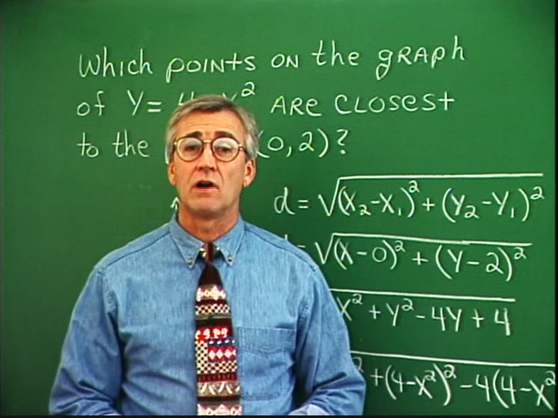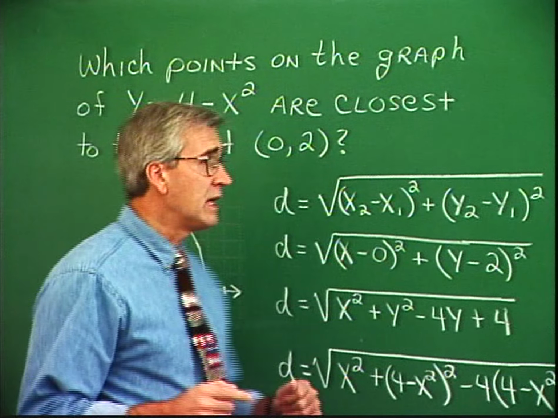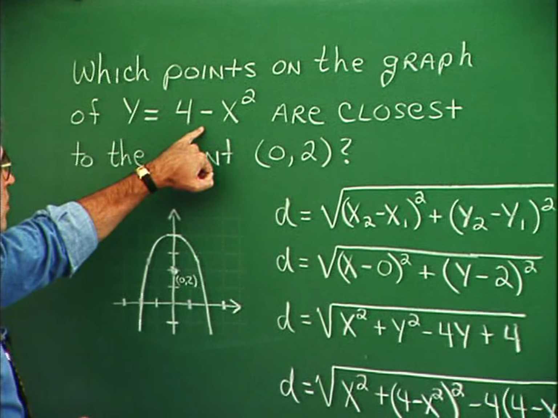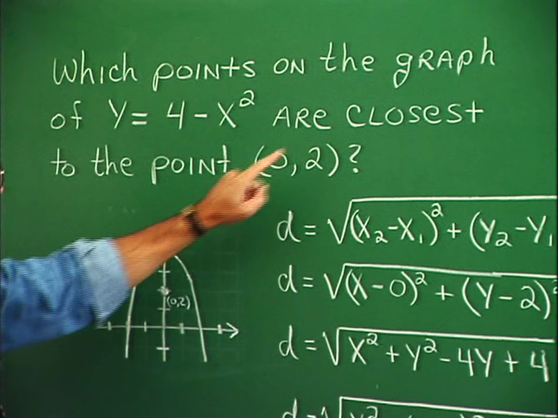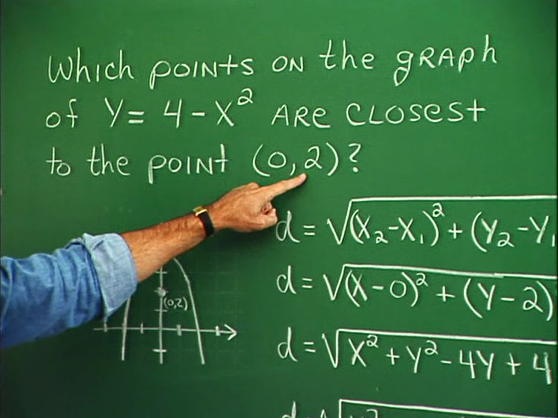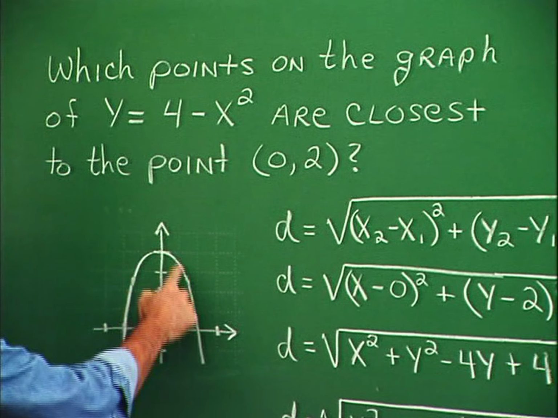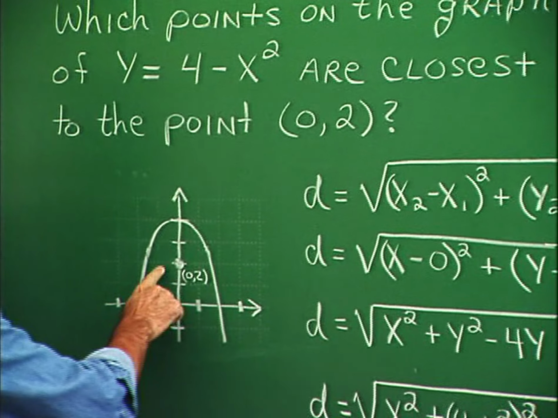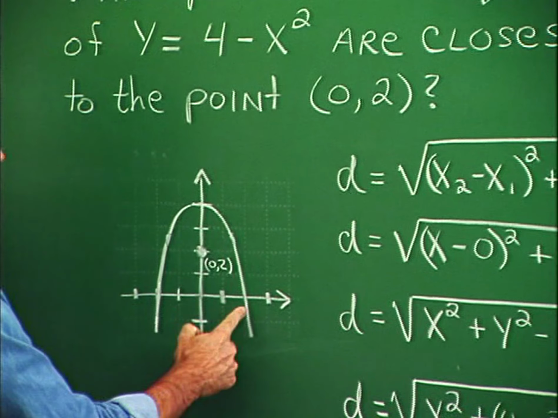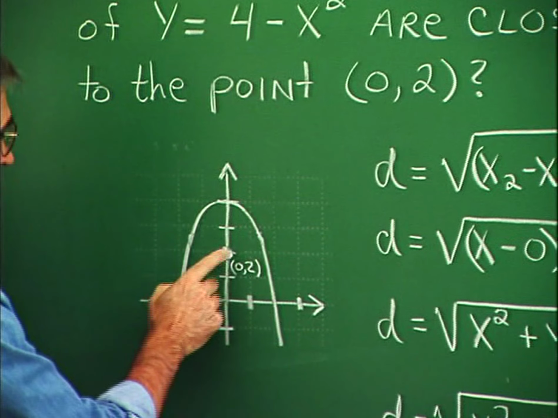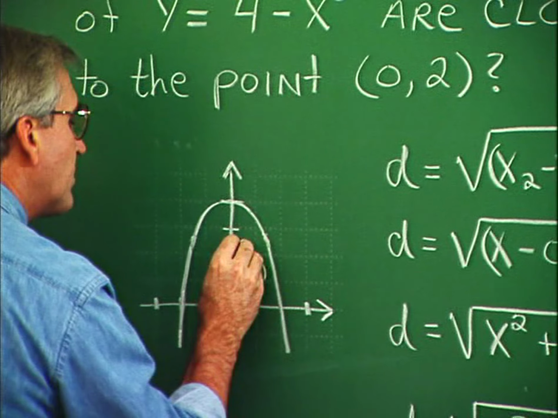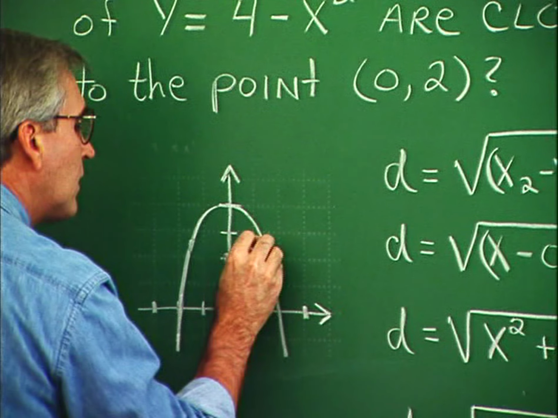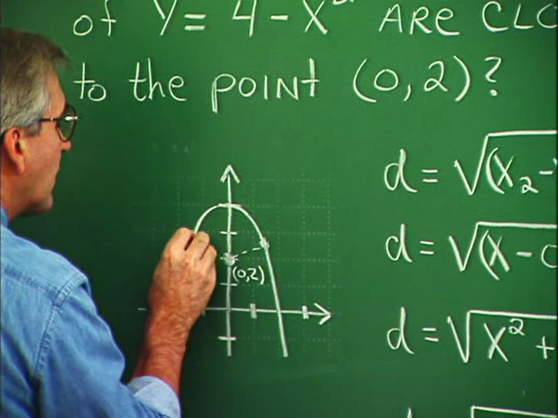Here's a problem that involves minimizing a distance. It says, which points on the graph of y equals 4 minus x squared are closest to the point (0, 2)? Here's the graph of 4 minus x squared, and here's the point (0, 2). Now we're looking for the spots on the graph that are nearest to (0, 2). So those positions would be, roughly, I'm thinking right in here, and maybe right about in here.